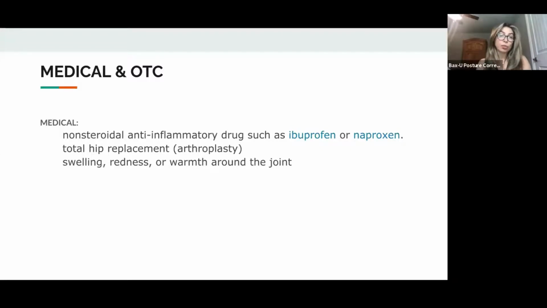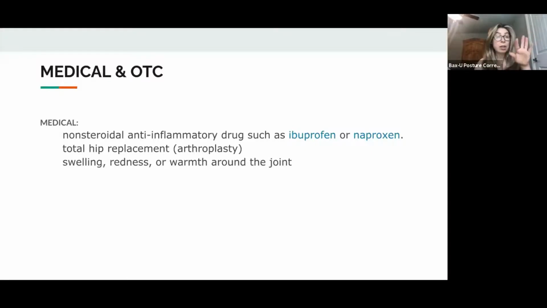You can also try over-the-counter medications, non-steroidal anti-inflammatories. It may require hip replacement. Typically, redness, swelling, warmth around the joint are indications that you definitely want to contact your medical doctor. And here's the medical approach.